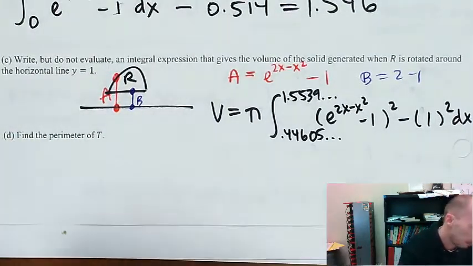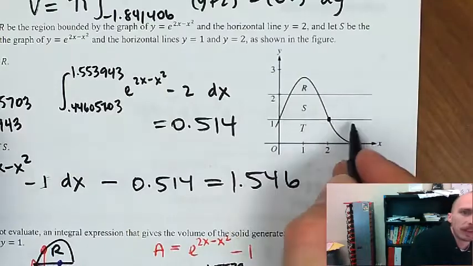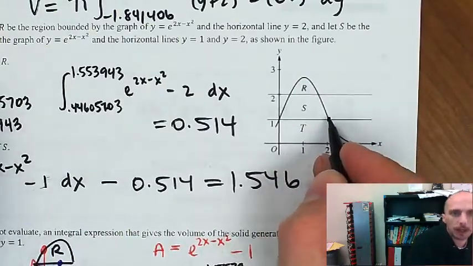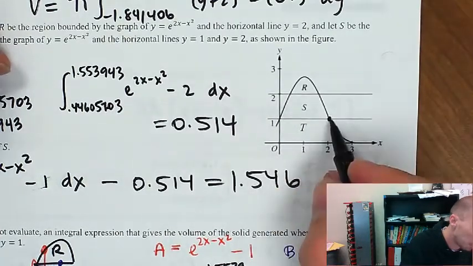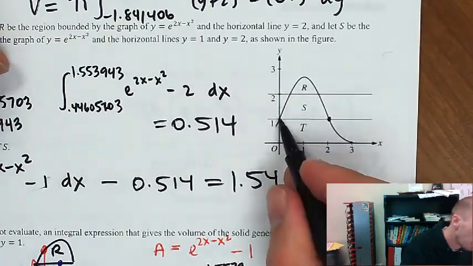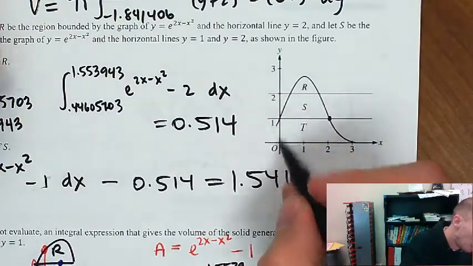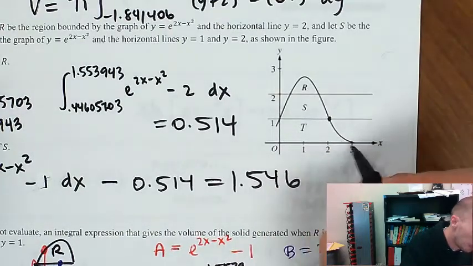Okay, find the perimeter of T. All right, well, I know that this has a length of 2 because I've investigated probably more than I needed to and found that that intersection happened at 2. So I got 2 plus 3 is 5 and 1 is 6 plus an arc length that will give me that thing right there.